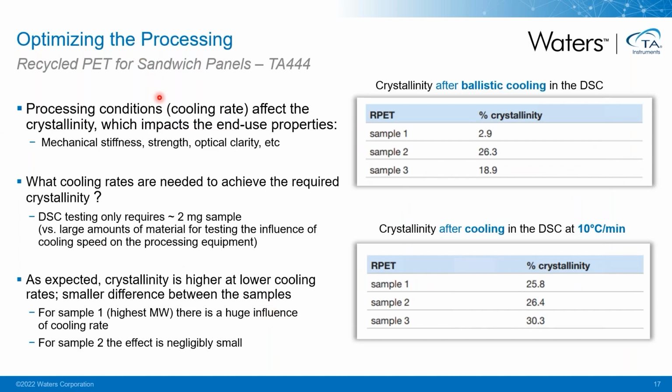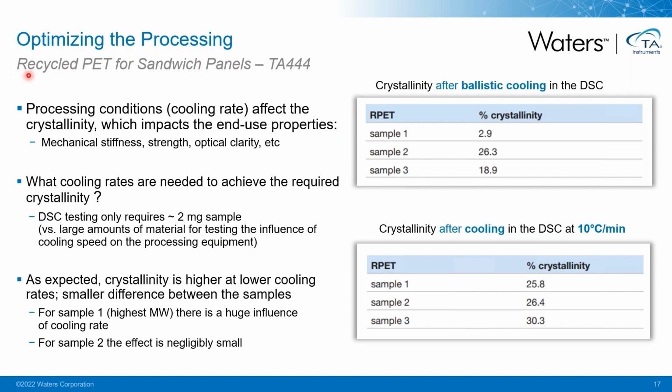When optimizing the processing, the cooling rate also has a big influence because it's going to affect the crystallinity of the material, and that crystallinity will impact important end-use properties like mechanical stiffness and strength. So what cooling rates are needed to achieve the required crystallinity? Instead of testing that on the processing equipment where we need to waste a large amount of material, we can much better do that on the DSC, where we only need a couple of milligrams of sample to get the desired information.